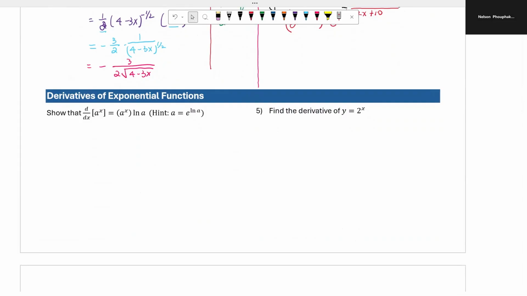Now, let's see how we actually find the derivative of a to the x. Before we work it out, I don't know if you remember that I could write a equal to e to the natural log of a.